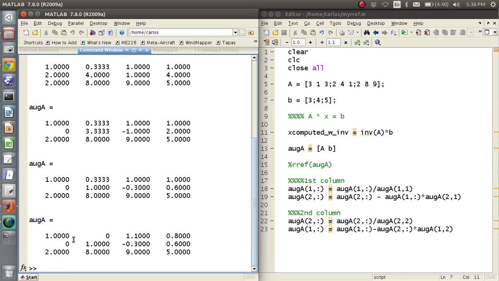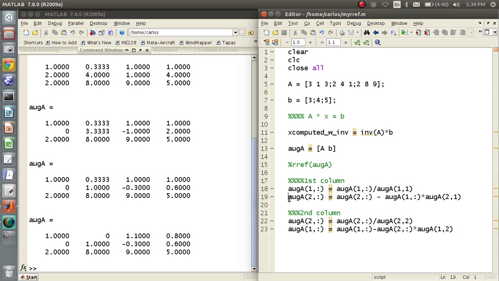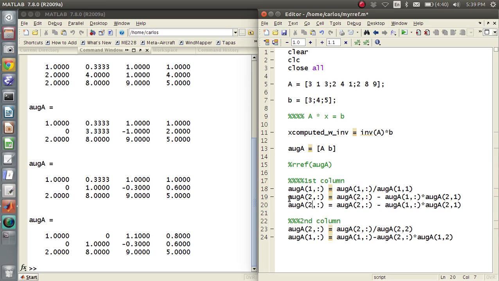I get a 1, a 0, a 1, and a 0 here, but I don't exactly get the entire thing because I didn't zero out all of this. So what I would have to do is come in here, copy this. I'd have to do the exact same thing for the third row: take the first row, multiply it by 3, 1, and that will give me zeros in the first column.